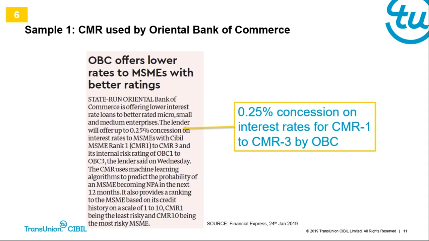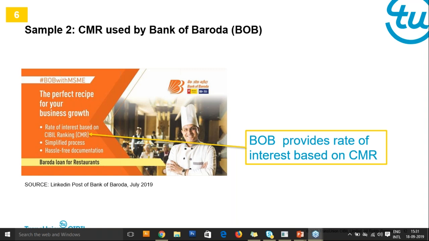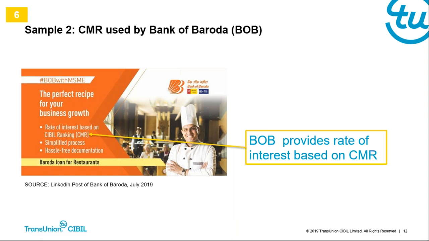Since CMR is a machine learning algorithm which predicts the probability of an MSME becoming NPA in the next 12 months, they are using this as a tool to give interest rate benefits to good CMR customers. The second example is very similar, from Bank of Baroda. BoB also recommends providing interest rate benefits to companies with a better CMR grade. In their post from July 2019, they said there will be hassle-free documentation and a simplified process if you have a better CMR.